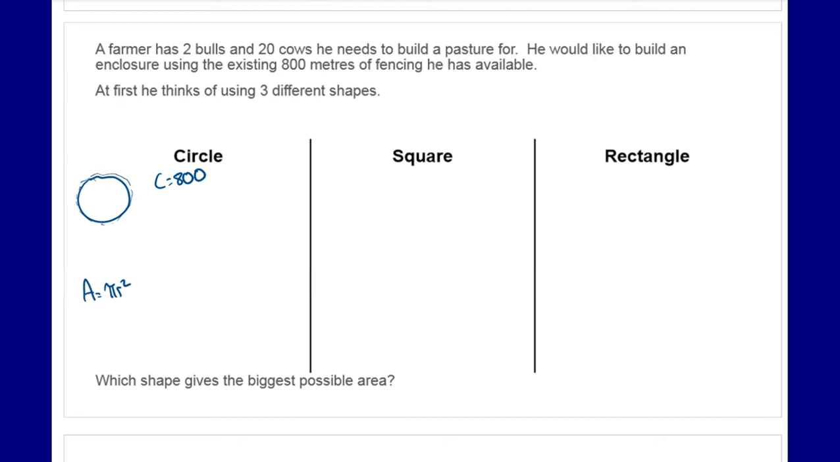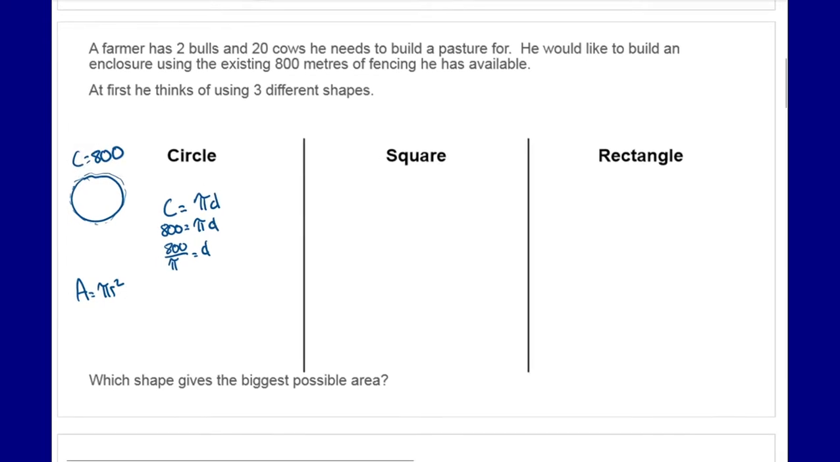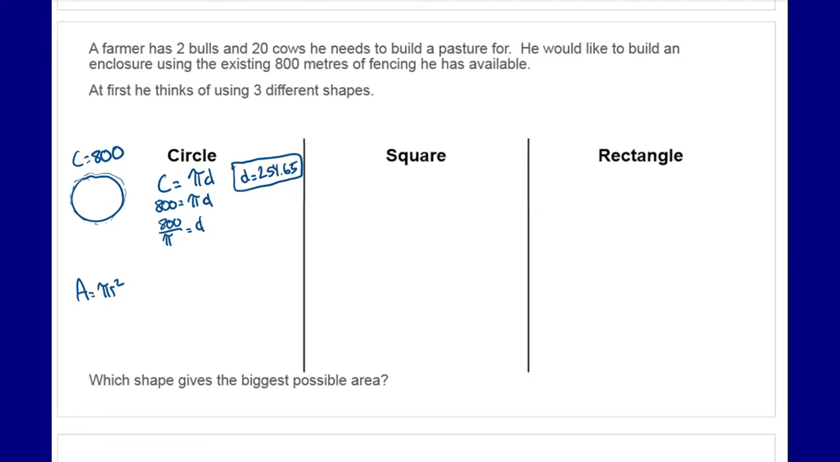We can take the circumference formula, C equals pi times diameter. C we know is 800, so 800 equals pi times diameter. I can get d by itself by dividing by pi. So 800 divided by pi is equal to the diameter. Let me just organize this a little bit more. So then my diameter would equal 254.65. So that is my diameter.